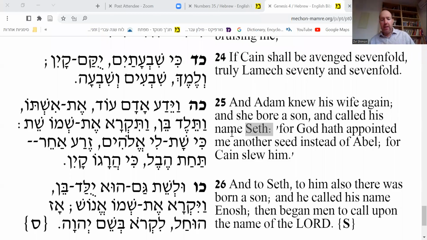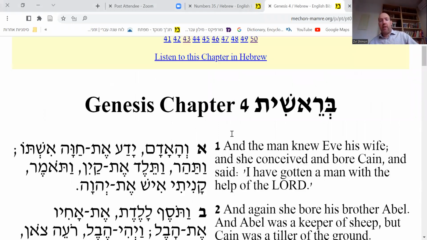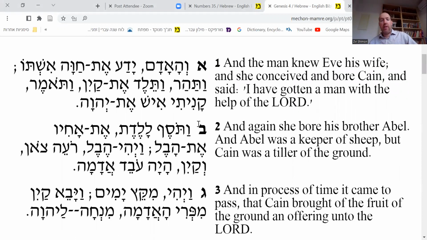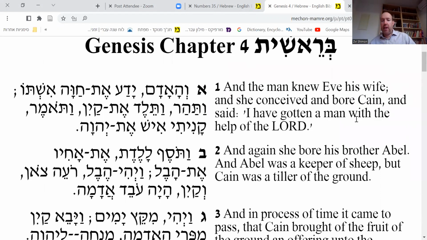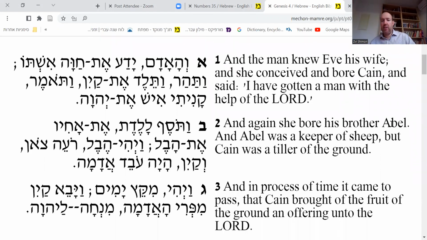We see the beginning of the story, the description of the birth. Here we have Genesis chapter 4, the mention of the birth of Cain first in the first verse, right? Here's Cain. In the second verse, we have Abel mentioned, right?